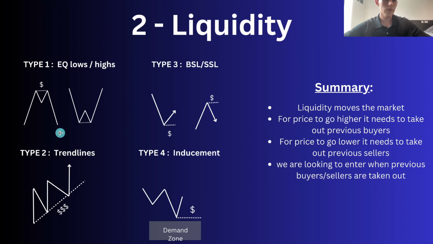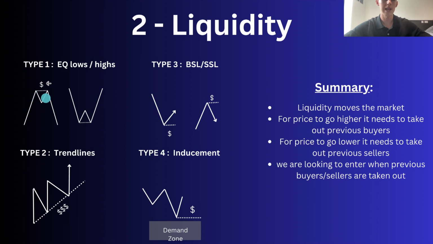So the first type is probably the most basic type, which everybody knows: equal lows and equal highs, which is essentially where we have a double top or a triple top, or equal highs. It doesn't matter as long as we have a clear area of resistance where people were previously selling. So what we've got to imagine here is that once price reached this point, all of the retail traders are taught to sell when we come up to a resistance level.